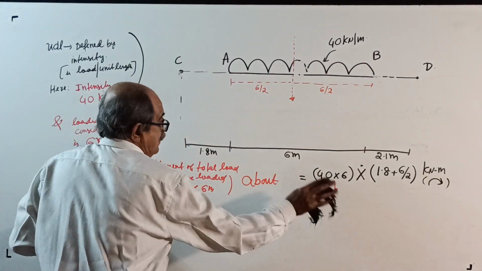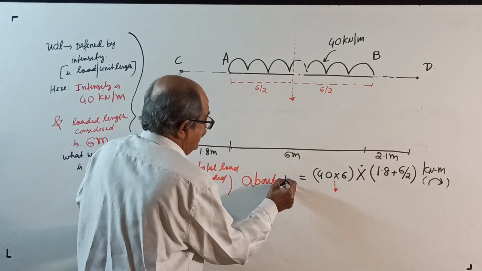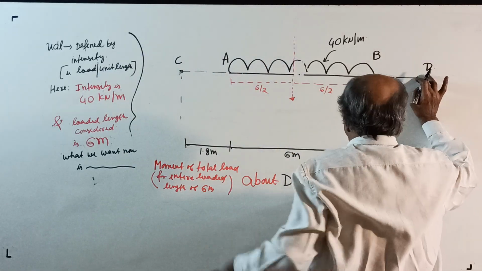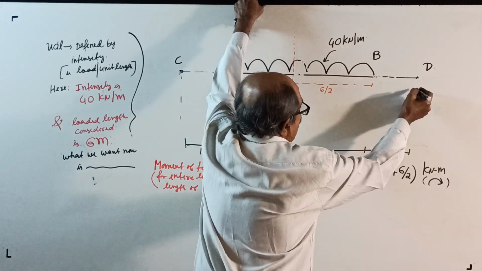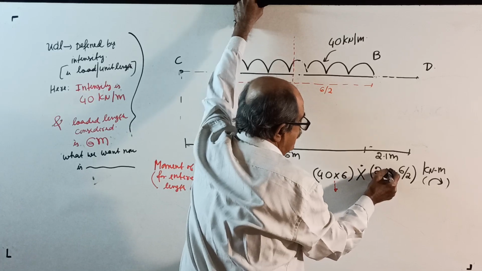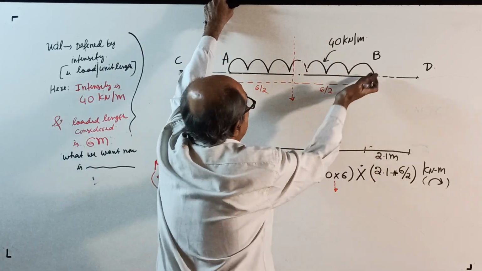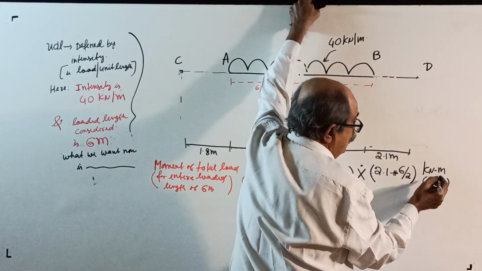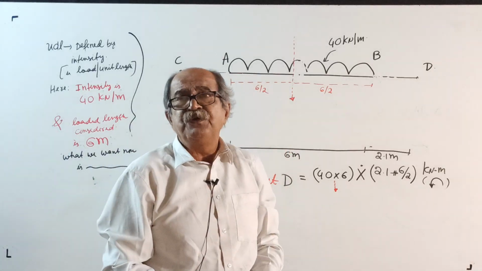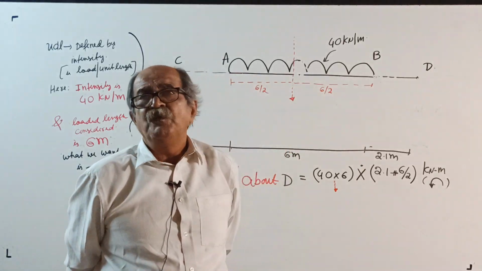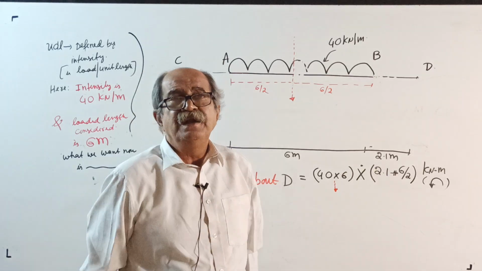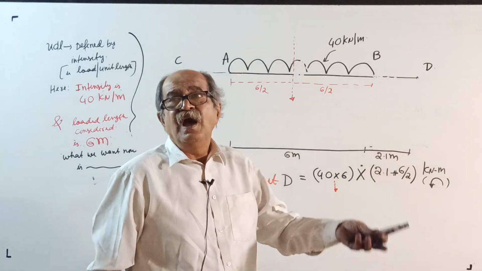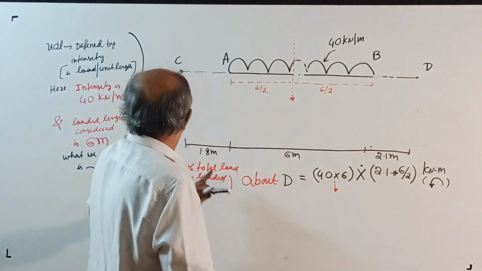Now, lastly, moment about D. I should write once again. Full I am removing. Moment about D. Total load 40 into 6 into 2.1 plus half of 6, anti-clockwise. So therefore, now you perfectly know how to find moment of a UDL about any point which lies either at the edge of the UDL or outside the UDL. Okay. That's all for this one.